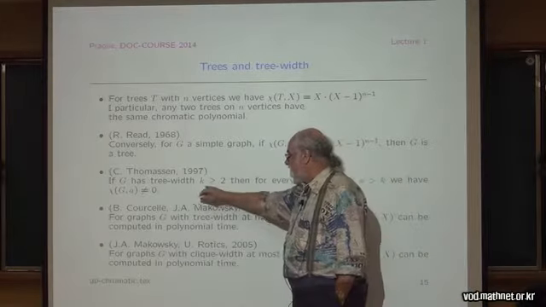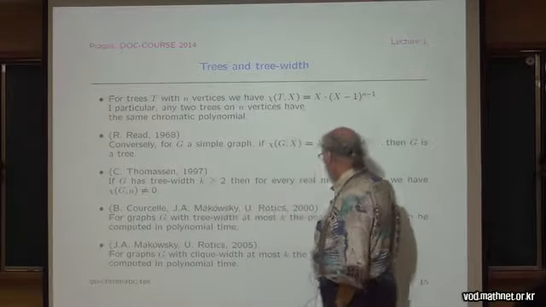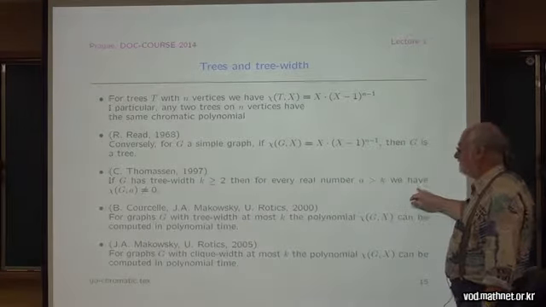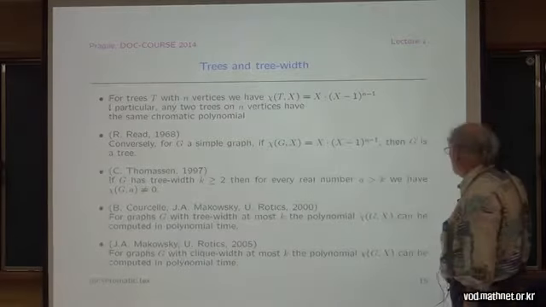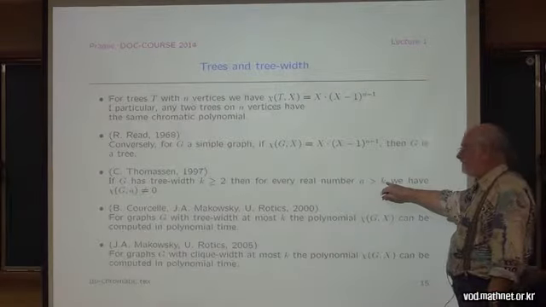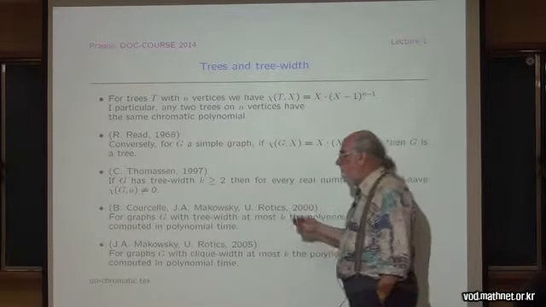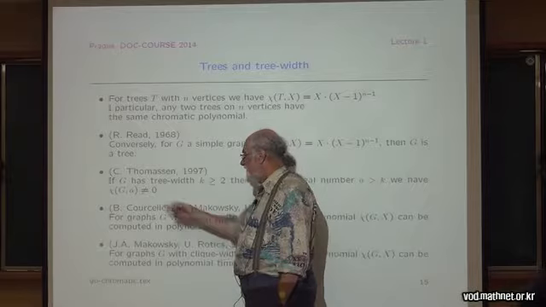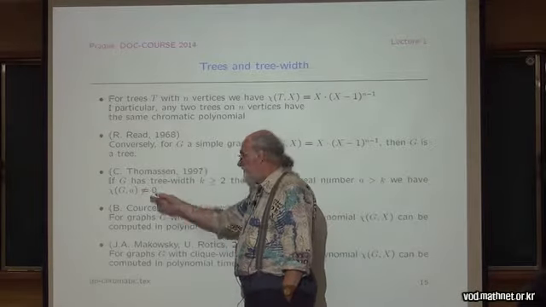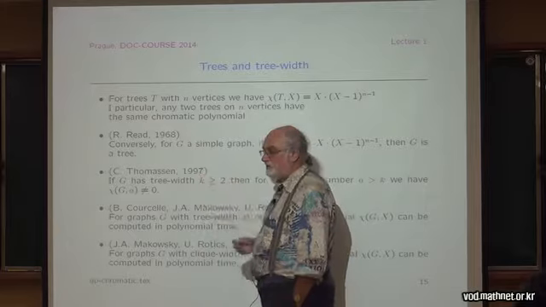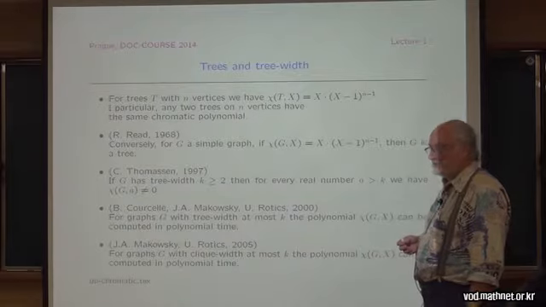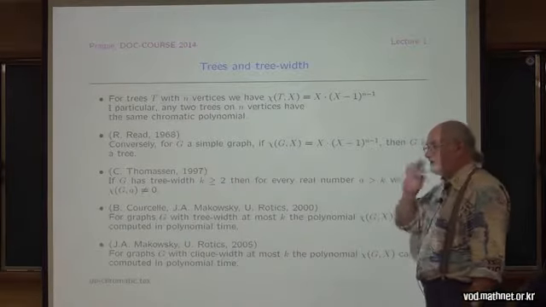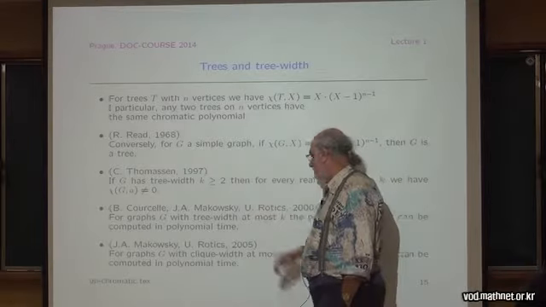So there is this measure, and Thomason showed that if the measure is k, then for every real number alpha bigger than k, the polynomial does not vanish at this point. So this somehow gives you an indication, if you compute your graph polynomial and it vanishes at some point which is bigger than this, then it cannot have tree width k. So again, this looks like a good trick to decide how difficult it is to do. But again, I didn't tell you how difficult it is to check tree width.